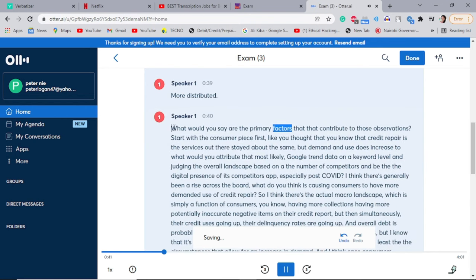What would you say are the primary factors that contribute to those observations? Let's start with the consumer piece first. Like, you thought that, you know, that credit repair is a service that's out there.